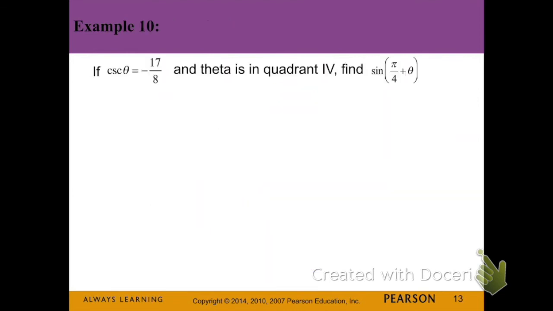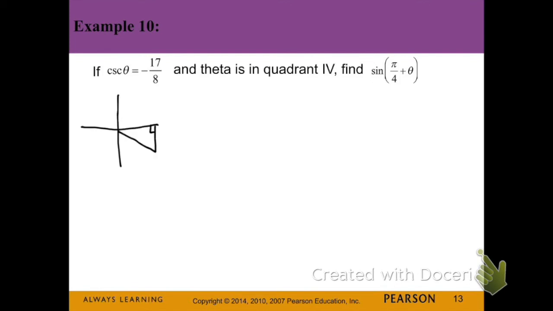Example 10. If cosecant of theta equals negative 17 over 8 and theta is in quadrant 4, find sine of pi over 4 plus theta. So if we're going to find sine of pi over 4 plus theta, if we look back to our sum formula for sine, we have our sine of u value and our cosine of u value because we know that u is pi over 4. So we can find sine of pi over 4 and cosine of pi over 4. But we need to figure out what cosine of theta is and what sine of theta is. So we're going to draw a triangle with the information we were given to find those two values.